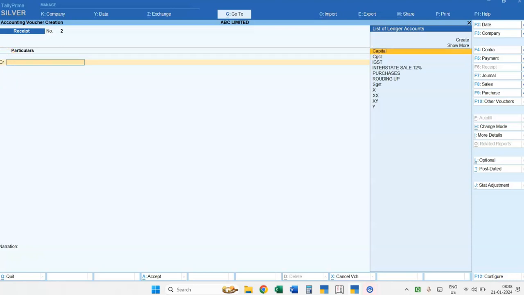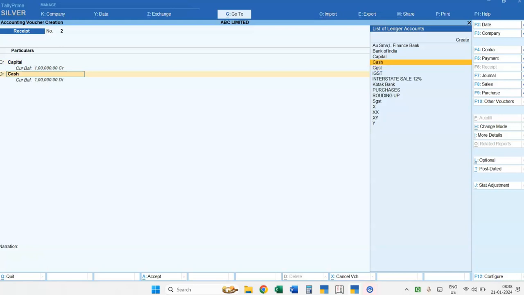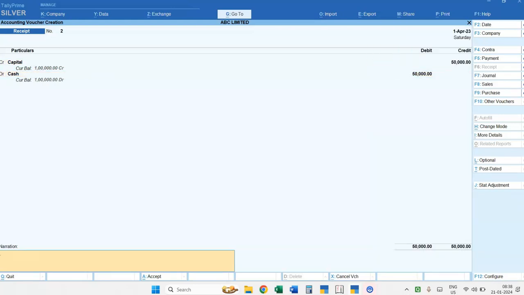So which account is going to be credited? Capital account, because what is our entry? Cash account debit to capital account. So capital account is credited by which amount? 50,000. Now which account is going to be debited? Cash account. So I have to select the cash account from here. Here I will write down my narration, and press enter till the last. So now your entry will be saved.